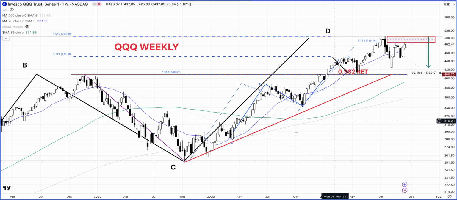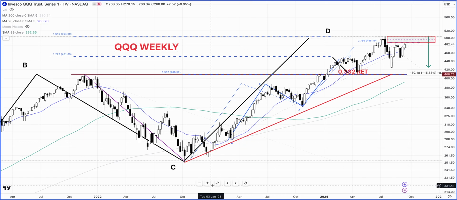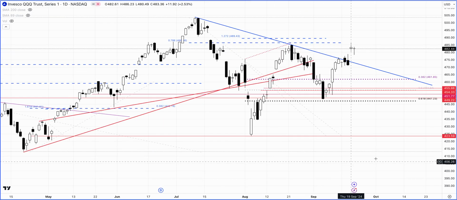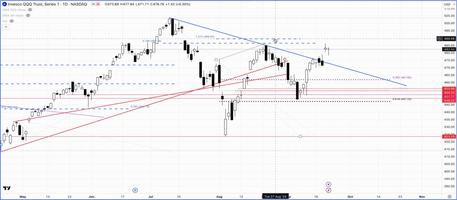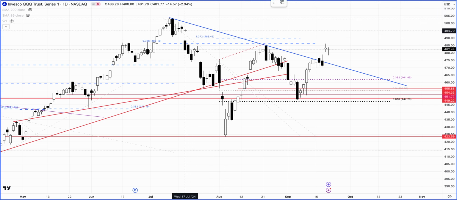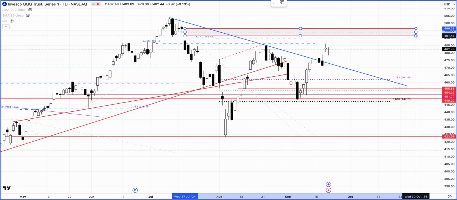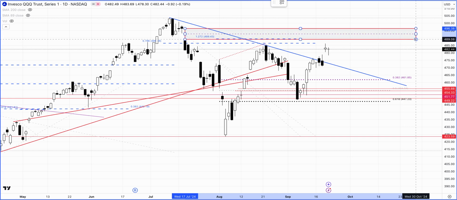Those sort of possibilities are there, but most likely it looks like it might actually peek into this gap formation highlighted in this gray box on the QQQ weekly chart. On the daily chart, here we go, we have this gap left here. This is what I had actually mentioned on the weekly chart.